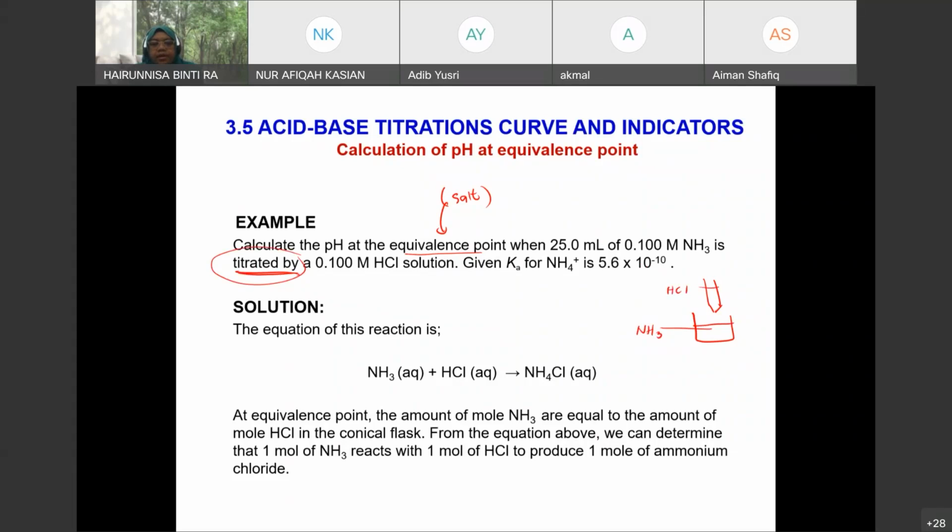Right? Okay, dan dia bagi given Ka for NH4+. Ini later lah kita akan pakai. Okay, so the first one, benda pertama after you dah draw, you dah tahulah siapa kat bawah, siapa kat atas. You need to write the neutralization equation. Okay, between ammonia and also HCl, you akan dapat NH4Cl.